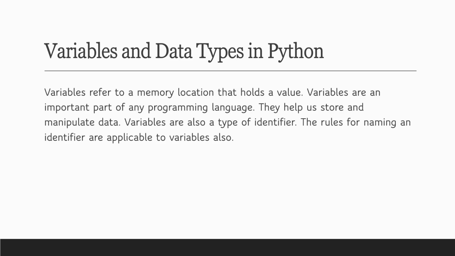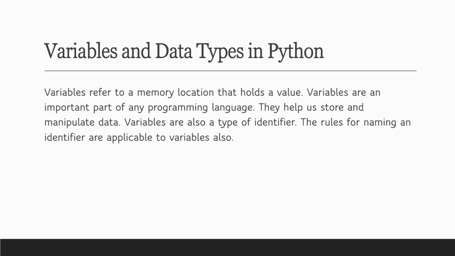Variables and data types in Python. In Python, we often need a place to store information so that we can use it later in our program. This is where variables come in. A variable is like a box in the computer's memory that holds a value. We can store numbers, text, or other kinds of data inside these boxes and then use them whenever we need it.